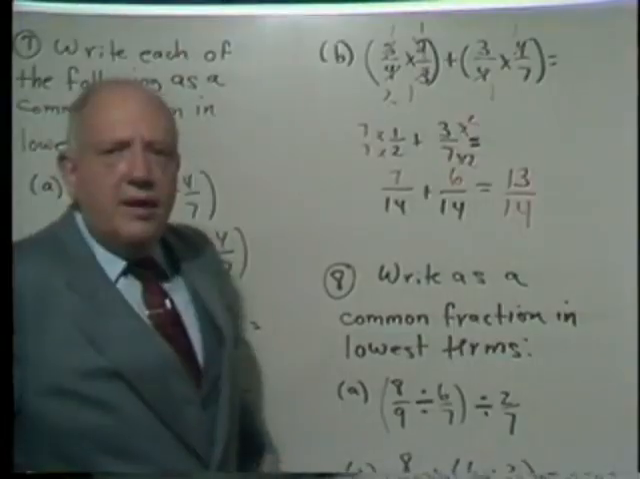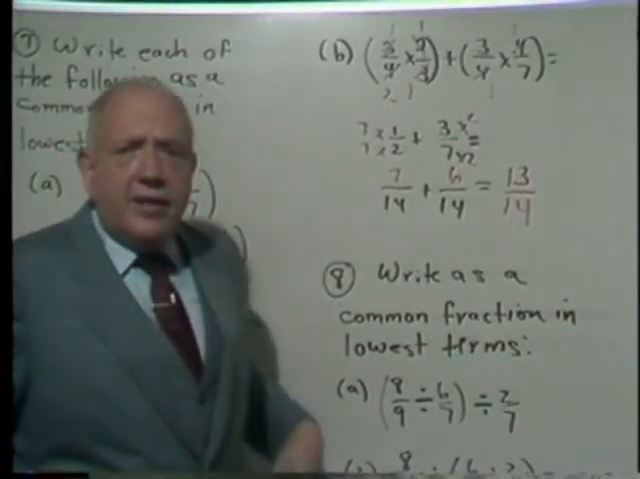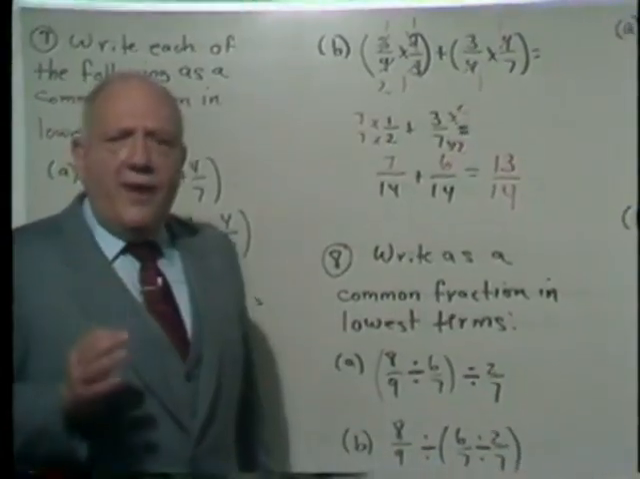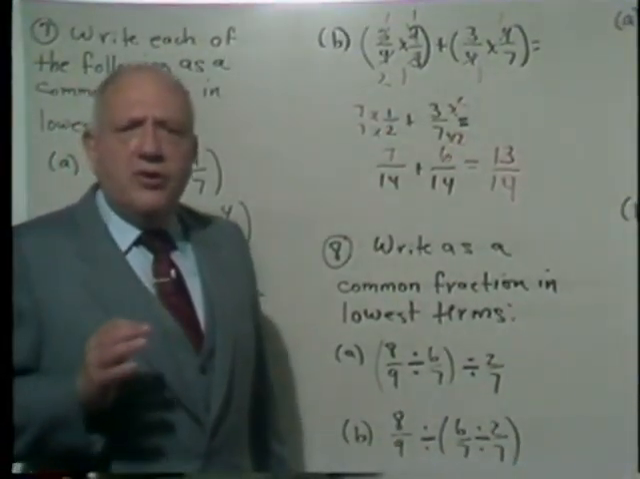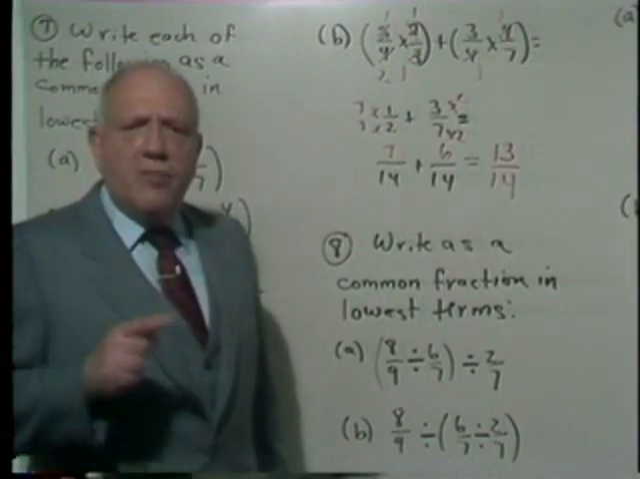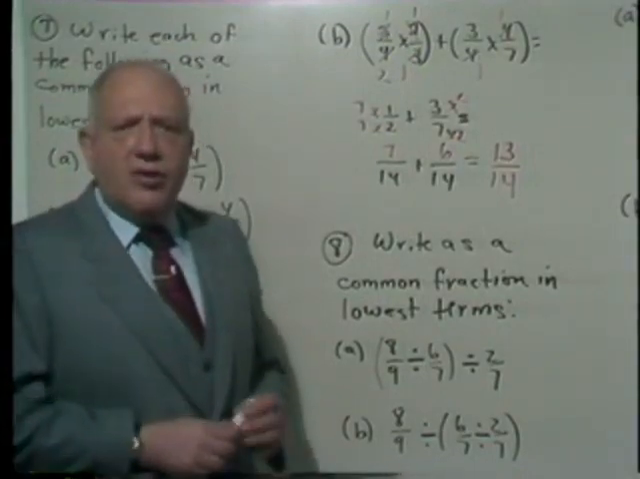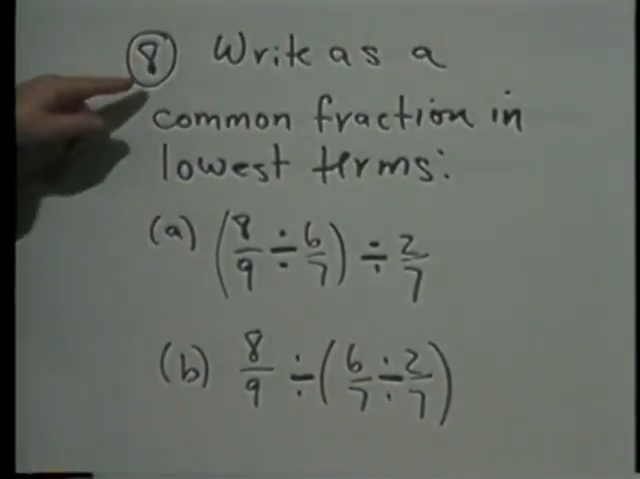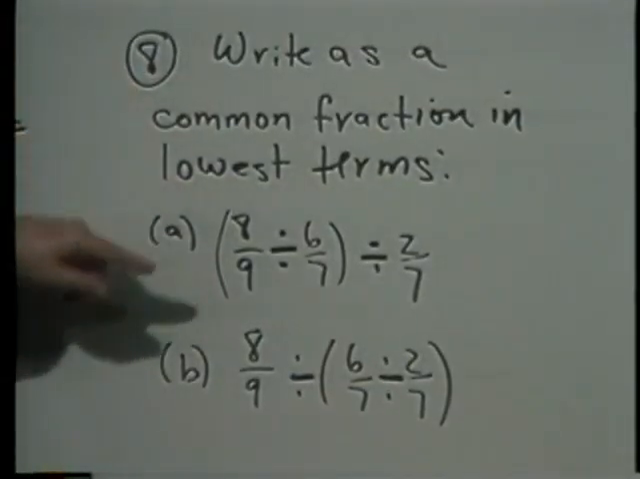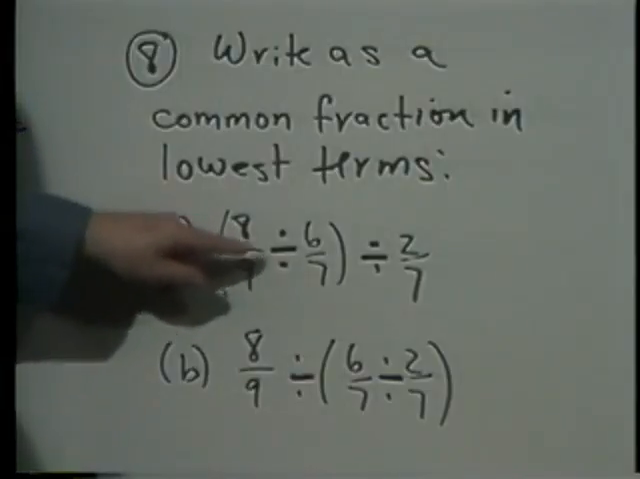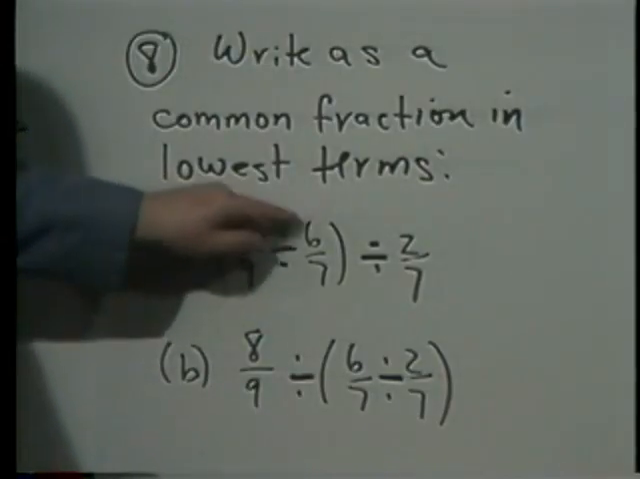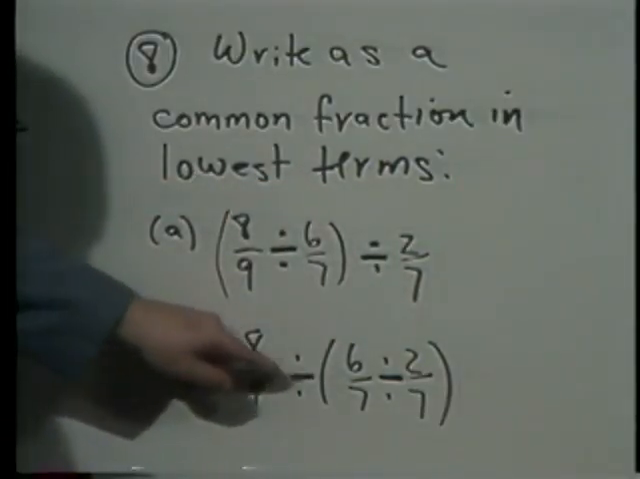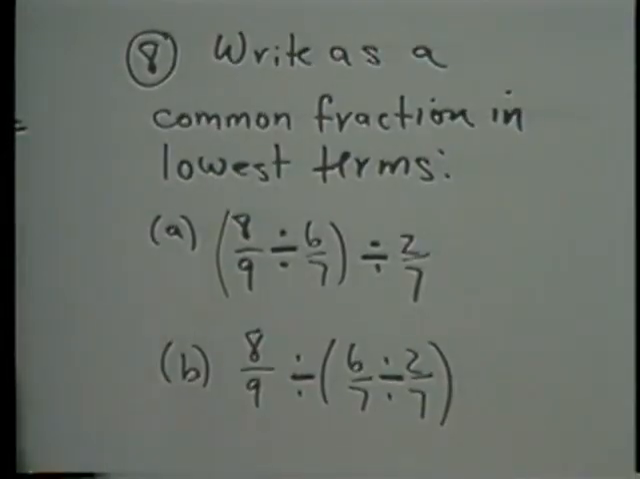Okay? Now, problem number 8 is designed to show you that just as with whole numbers, when you divide, you have a problem if you change the grouping. In other words, whereas multiplication does have the associative property, division doesn't. So problem A says, write as a common fraction in lowest terms. Part A tells you 8 ninths divided by 6/7 divided by 2/7. And part B says 8 ninths divided by 6/7 divided by 2/7.